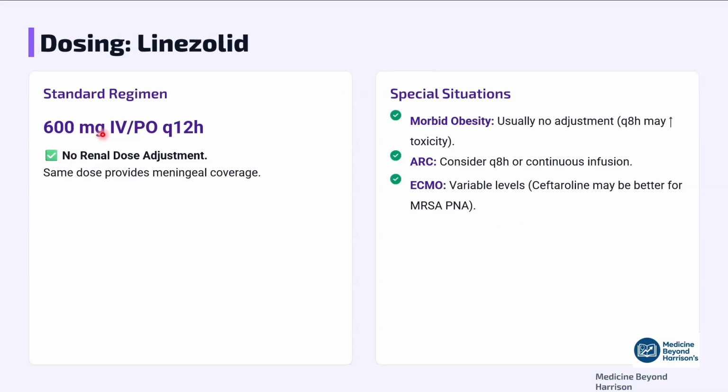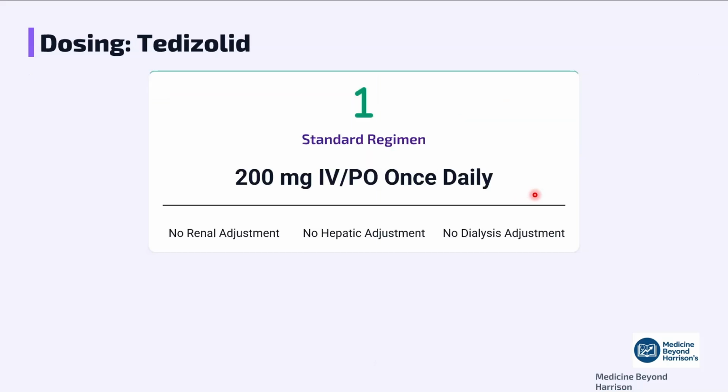Dosing is 600 milligrams IV or oral, given twice daily for linezolid. There is no renal adjustment. The same dose provides meningeal coverage also. In case of morbid obesity, there is usually no dose adjustment. It can be increased to Q8 hourly, but may increase toxicity also. In case of augmented renal clearance, consider Q8 hourly or continuous infusion of linezolid. In patients on ECMO, levels are variable. Tedizolid may be a better option for MRSA strains.